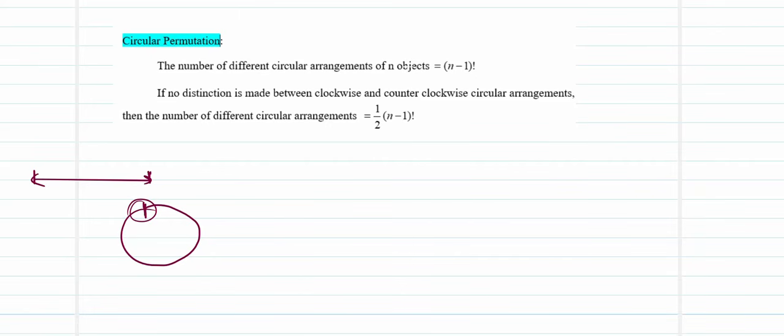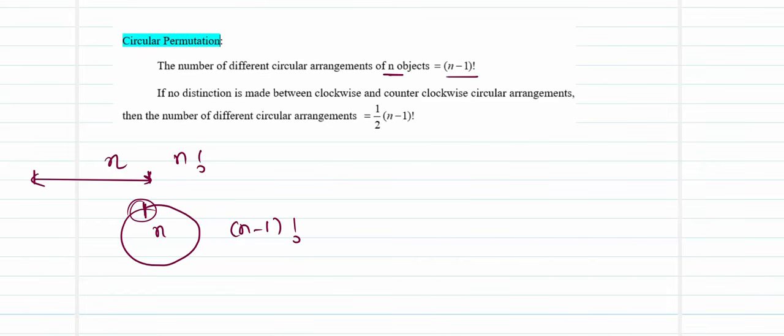Therefore, the number of ways in which you can arrange n objects will be n minus 1 factorial. Notice that when we arrange them in a straight line, n objects are arranged in n factorial ways. But when you arrange them along a circle, the same n objects are arranged in n minus 1 factorial ways. This minus 1 happens because the start and end points are the same.